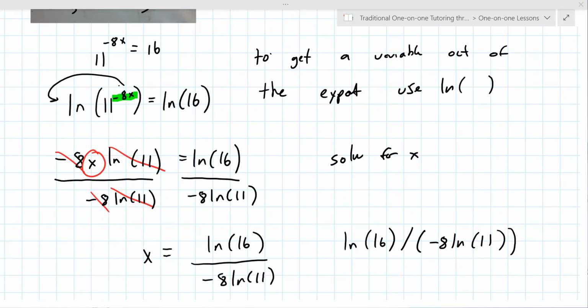I got negative 0.144. Okay, so you're rounding to the nearest 10,000th. That's 4 decimal places. Let me get, yeah, minus 0.1445.